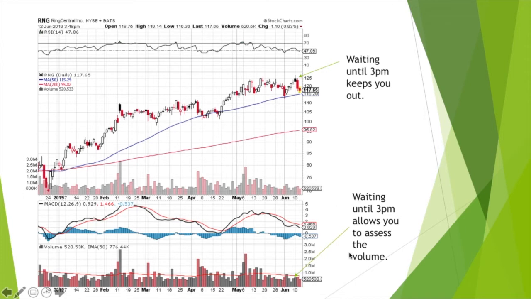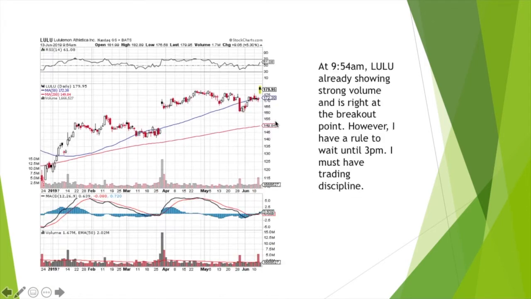So that's why we wait until 3 p.m. We want to see the volume, and we want to see if it can hold above that breakout area. Lulu. Now here's a chart that I actually got through multiple times during the day.